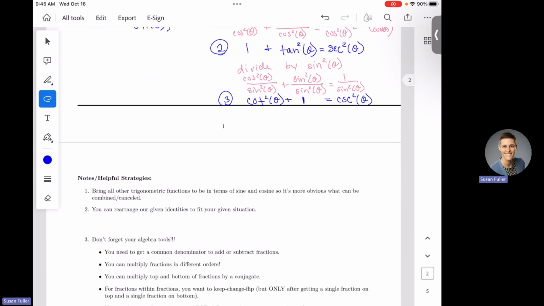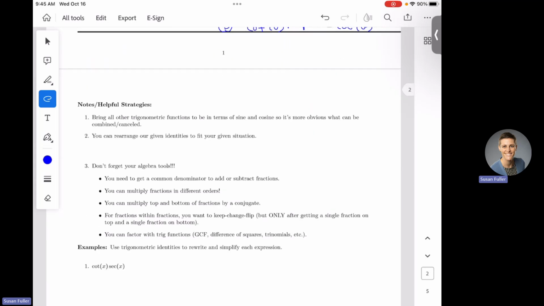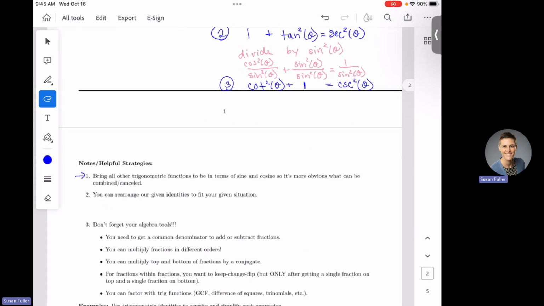So here's some helpful strategies to help you figure out when to do things. The first thing that I want you to do, your first line of defense, is to turn everything into sines and cosines. That's going to make it easier for you to see what things you can combine or what things you can cancel, because when everything is in the same trig function, you can see where things combine or go away.